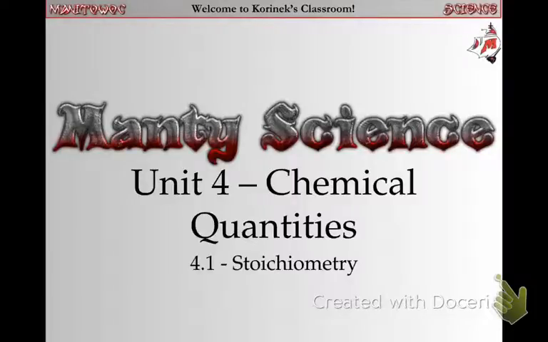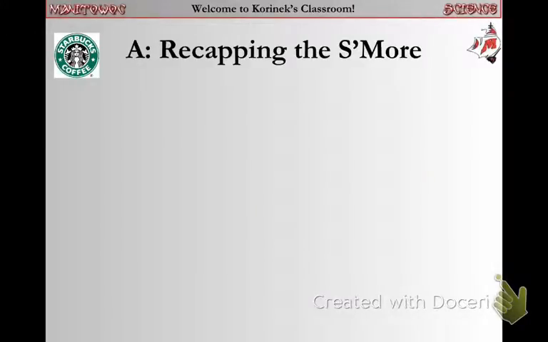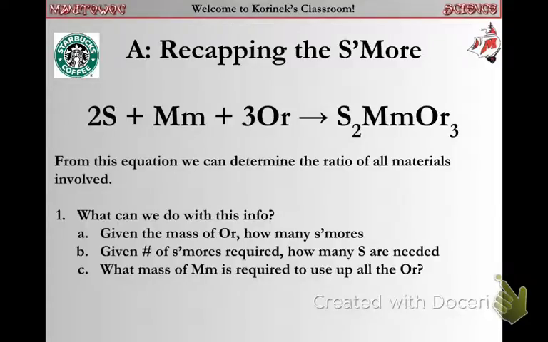All right, so here we go with 4.1 stoichiometry, and this is in our new unit, Unit 4, chemical quantities. We want to start by recapping the s'more activity that we did in class today. And if you'll notice on the top of the page here, I've got the chemical equation that we wrote for the creation of a s'more.